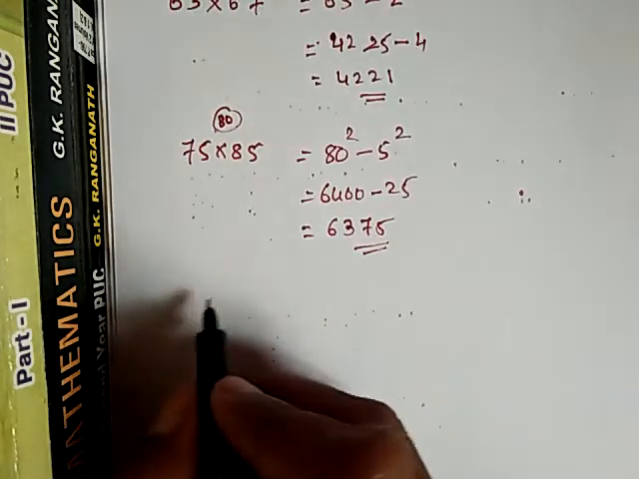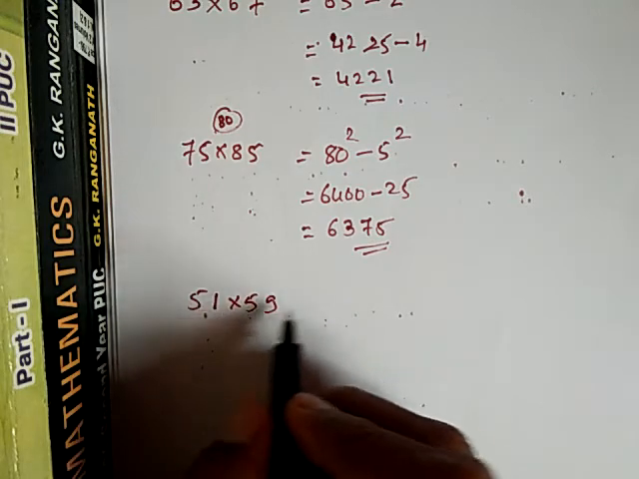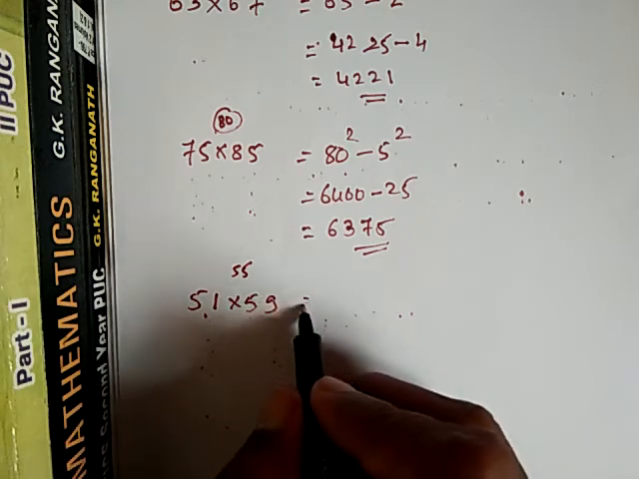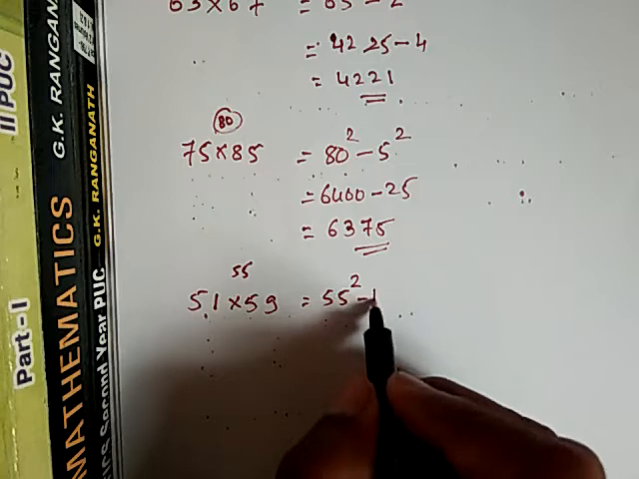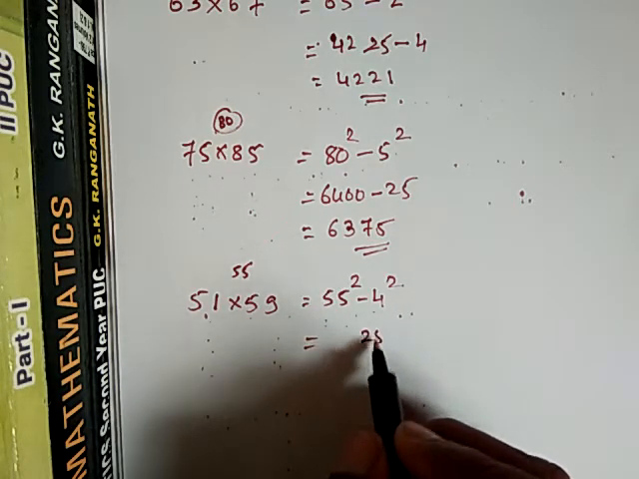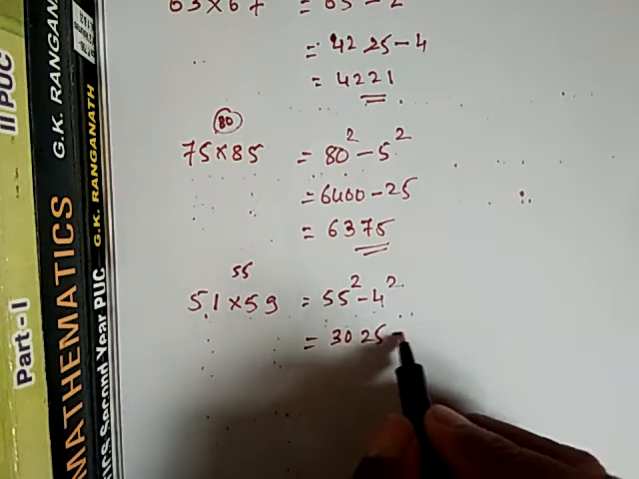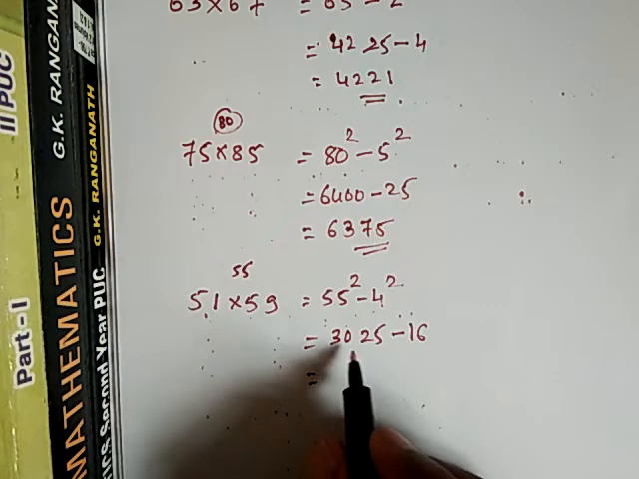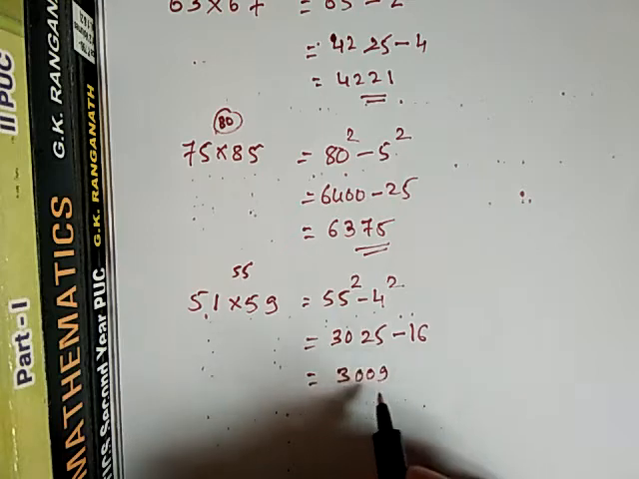Similarly you can take 51 into 59. So what is the middle one? Here 55 is the middle. In these two you have to take what is the difference here. So it will be 55 square minus 4 square. So 5 5s are 25 here. 5 next digit is 6. So 5 6s are 30 here. 3025 minus 4 square is 16. So 3025 minus 16 is 3009. So 16 plus 9 is this one.